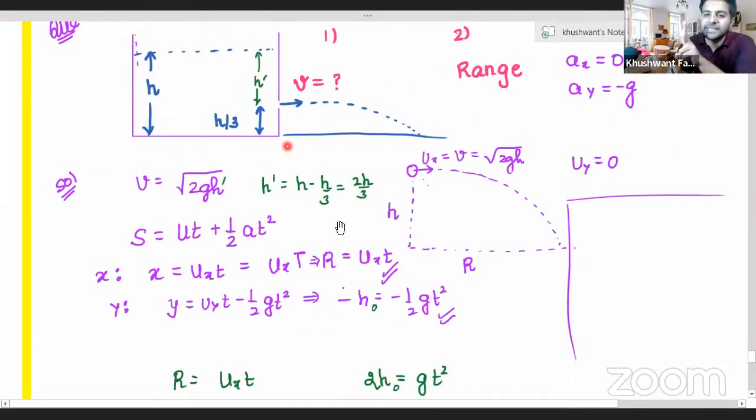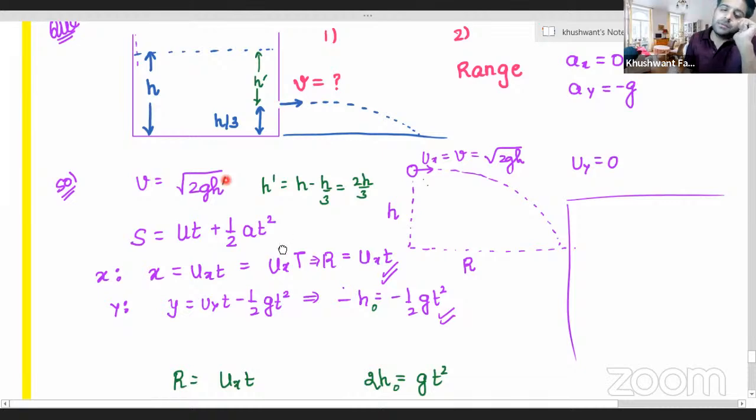We were asked two things. You are given that there is a vessel. In the vessel there is water, and you are drilling a hole at a height of h by 3 from the base or at a depth of 2h by 3. Total length of liquid column or fluid column in this vessel is h.